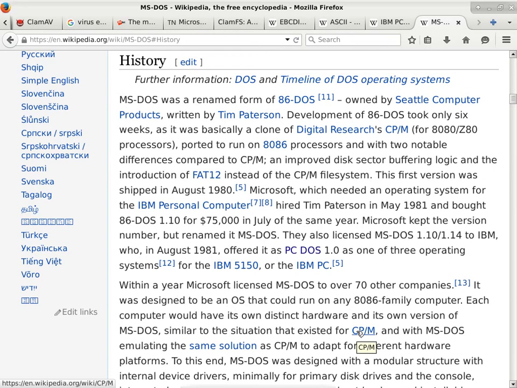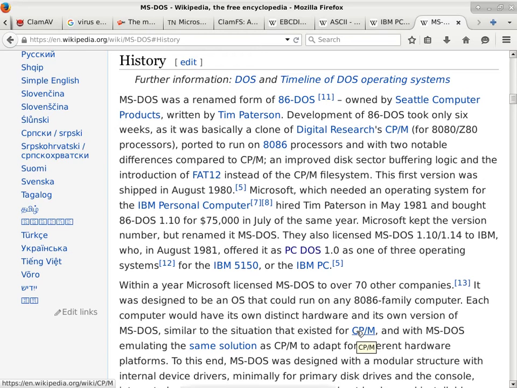So CP/M was really the original operating system for microcomputers back in those days. And then 86-DOS was based on CP/M. CP/M ran on a different processor, the Zilog Z80, which in a way is a cousin of the early 8086 or 8088 processors. So some guy looked at CP/M and thought, I can rewrite this whole thing. He rewrote the operating system for a slightly different architecture, and he called it 86-DOS.